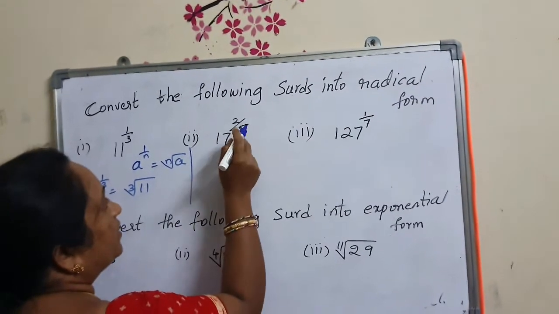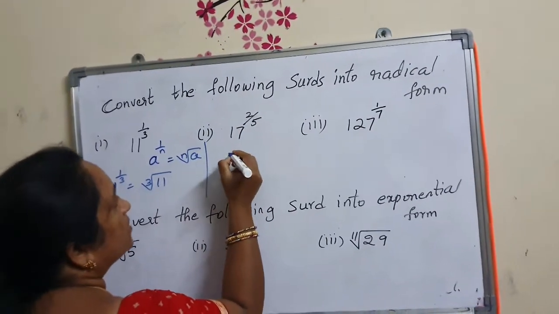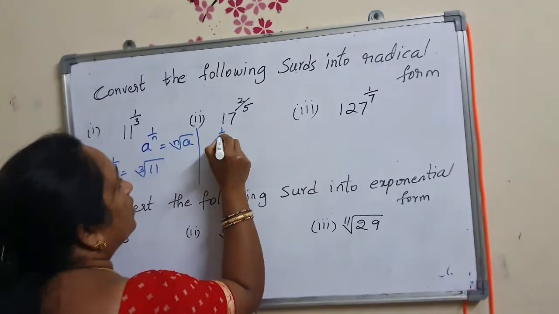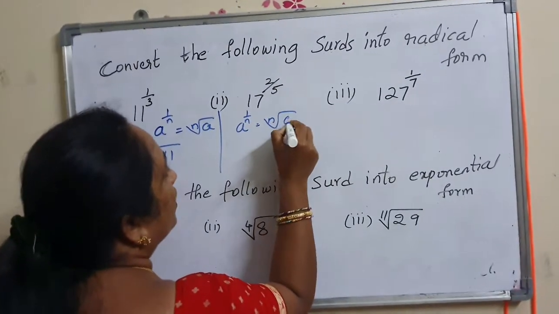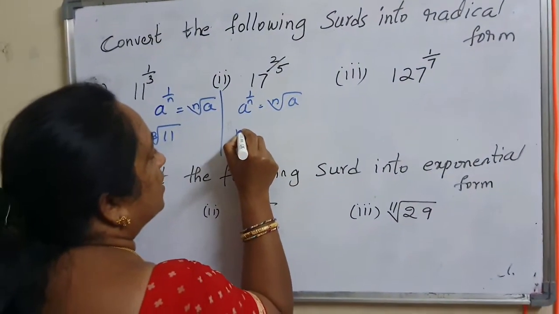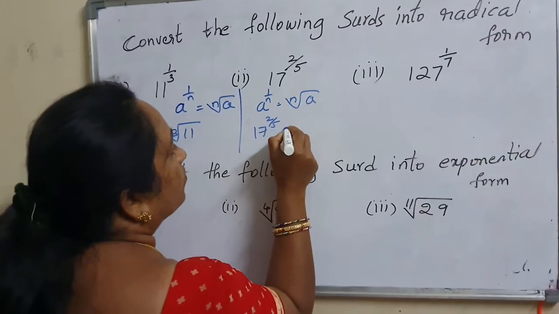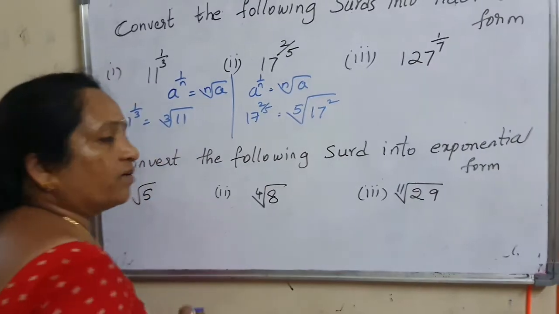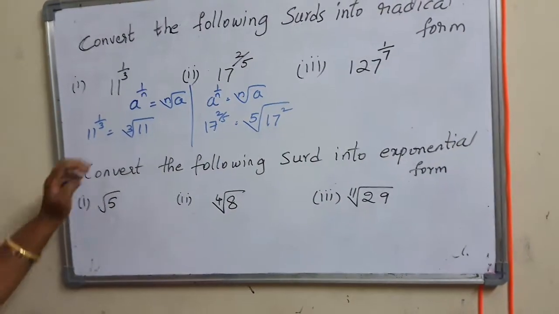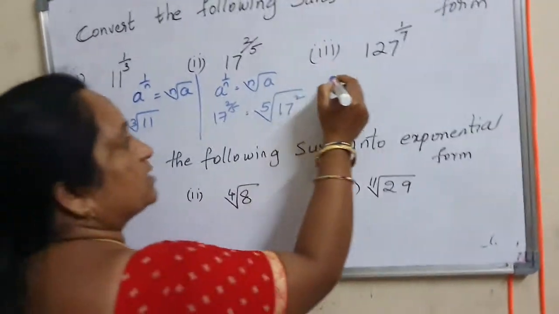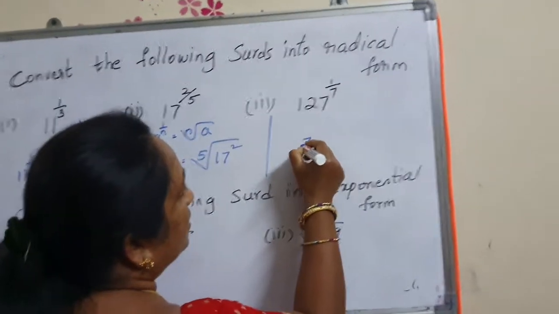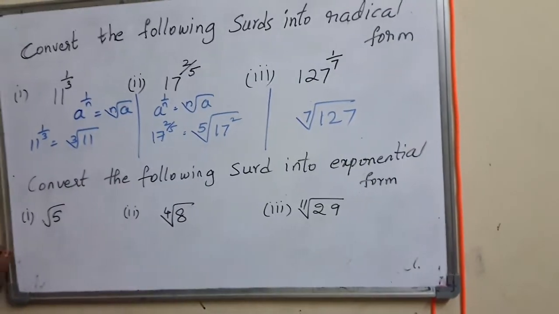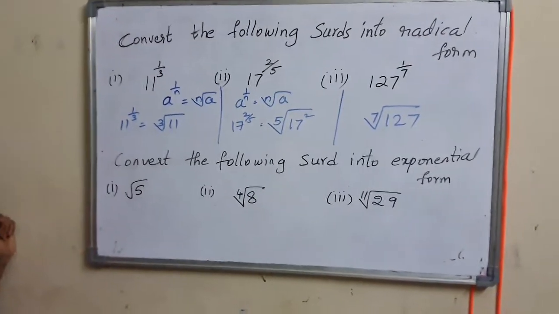Second one, 17 to the power 2 by 5, is in the form of a power 1 by n, which is equal to the nth root of a. So this can be written as the fifth root of 17 square. So these are the radical forms. Similarly, this is nothing but the seventh root of 127. These are the radical forms.